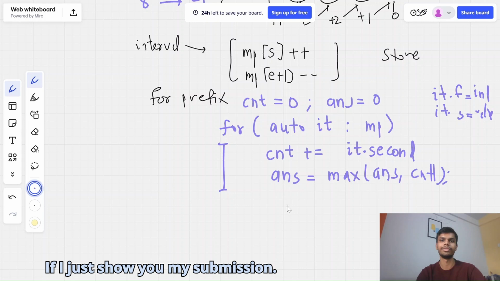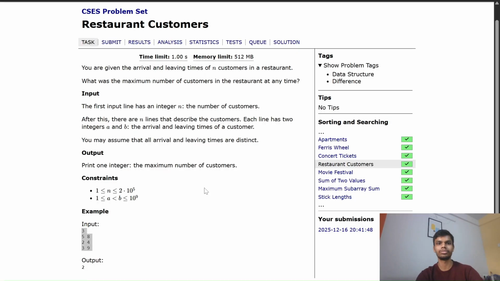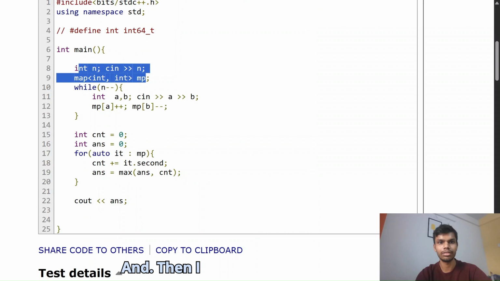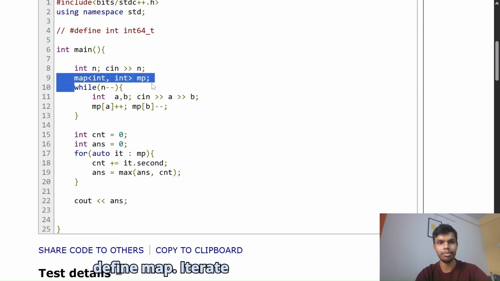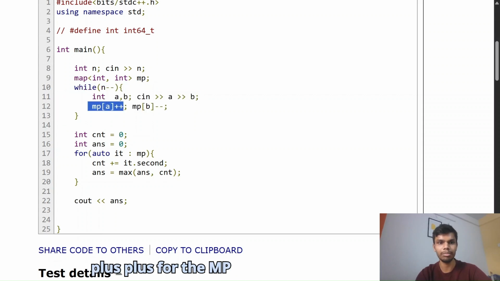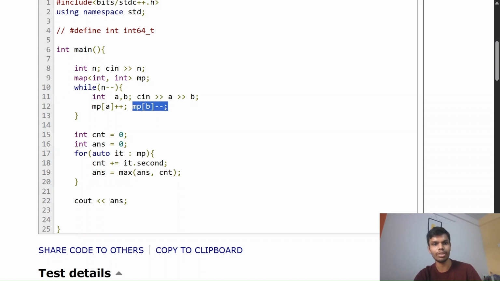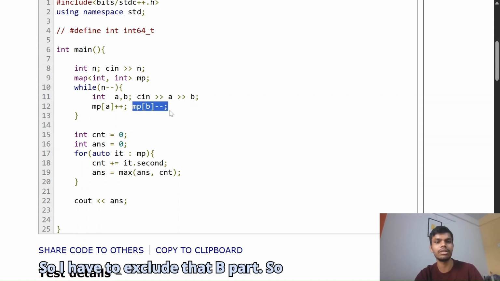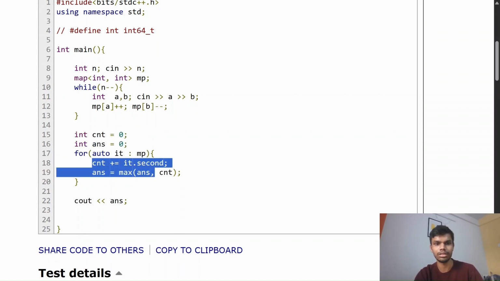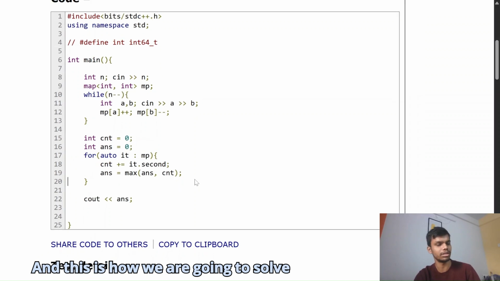If I just show you my submission, this is what I have done. I define a map, iterate over all the intervals, and do plus plus for A, minus minus for B. I have to exclude that B part, so I have taken B as the end time, not B plus 1. This is cnt, this is answer, and this is how we solve this particular question, right?